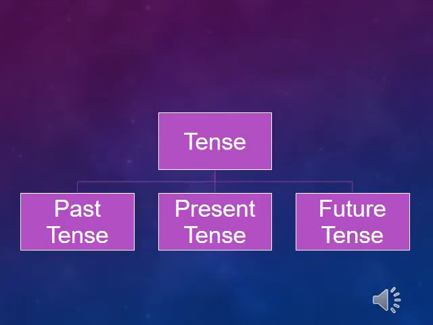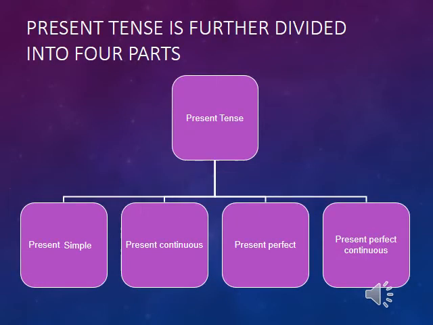Before we start, I would like to draw your attention that we have three types of tenses: past tense, present tense, and future tense. Present tense is further divided into four parts: present simple, present continuous, present perfect, and present perfect continuous. But today our main concentration will be about present simple.